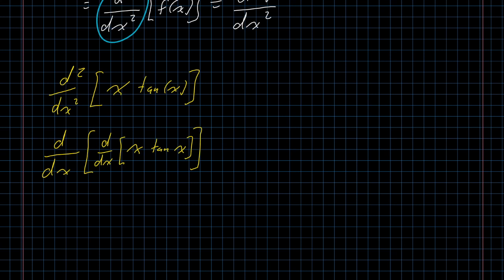If I want to take the second derivative of x times tangent of x, that means I have to take the derivative of x times tangent of x. The derivative of x times tangent of x in and of itself is not exactly straightforward. We're going to have to use the product rule here. The derivative of x is 1, multiply that by tangent of x, plus x times the derivative of tangent, which is secant squared x.